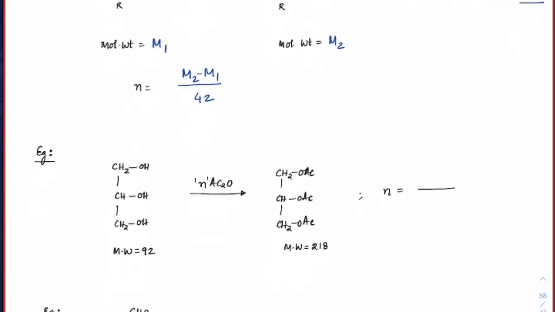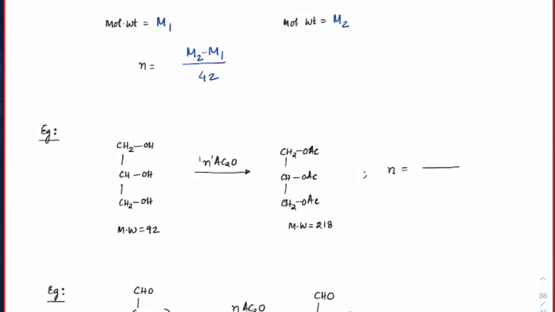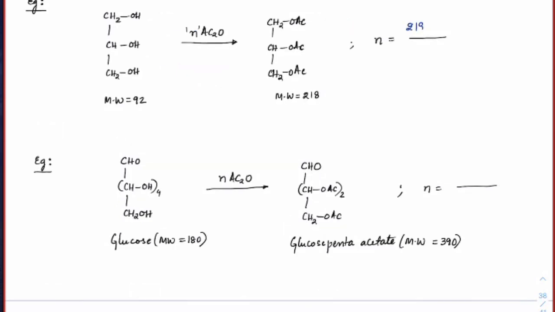Okay, those who have finished, just try these questions. Just try to evaluate. See, there are 3 hydroxy groups, so we should get the answer 3. Just check out whether you are getting it or not. The molar masses I have already given. The molar mass after Ac, that is acetyl, has been attached, acetylation, is 218. On the reactant side it is 92. So you can see we have 218 minus 92 divided by 42. So we'll get that as 3.